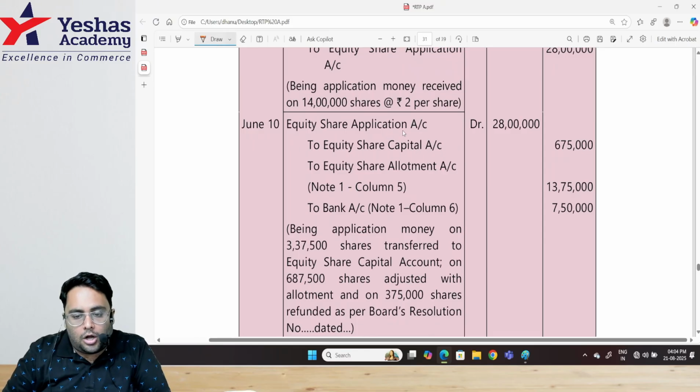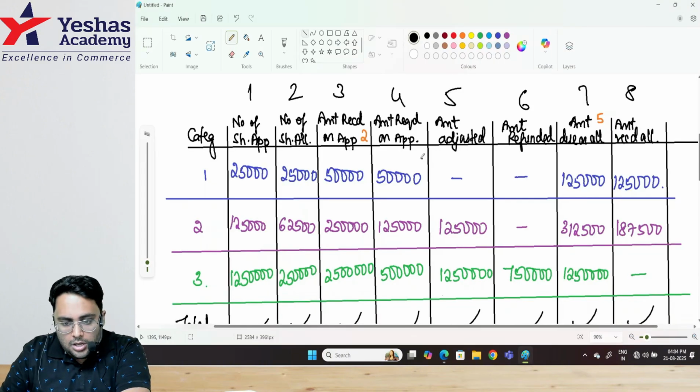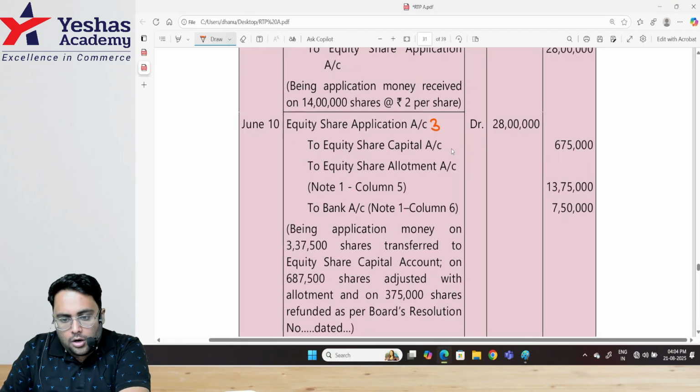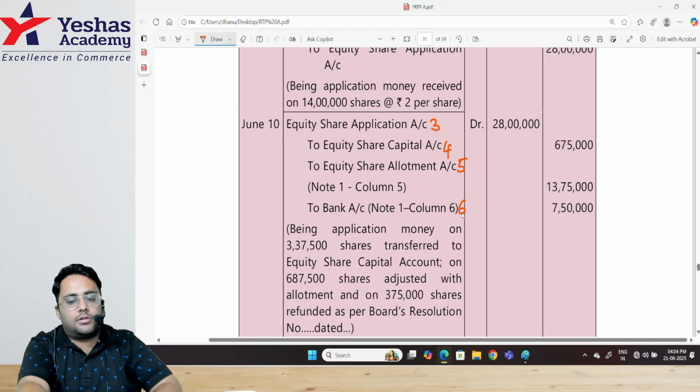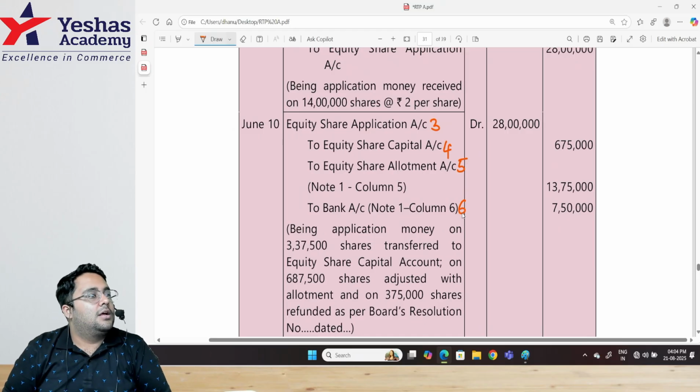So if I look at the column, share application will be column number 3. Share capital will be column number 4, amount required on application. Share allotment, I'll transfer how much? Column number 5, which is adjusted, and then bank will be column 6. Bank account will be the amount which is refunded. Is that clear, everyone?